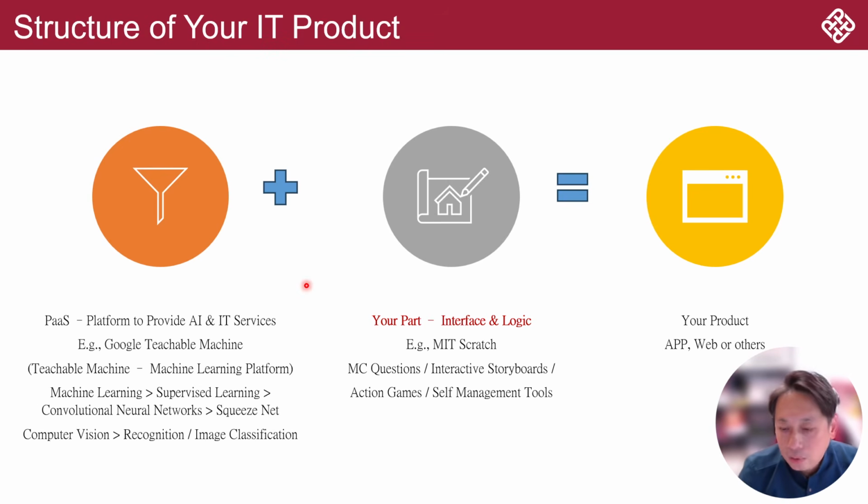To understand the current structure of an IT project, it is simplified into this graph. Your product will be here. It can be an app, a web page, a game, all the things that you want to show to your end user. But the technical solutions will be here. Honestly, your part will be focused on the interface and logic.